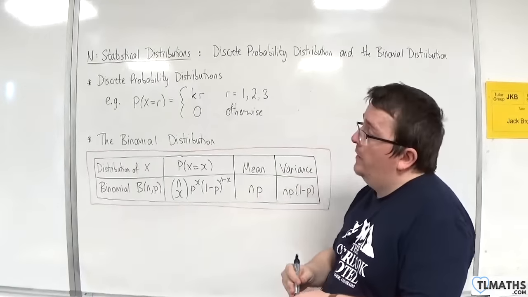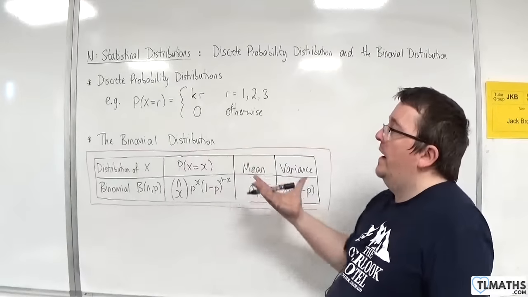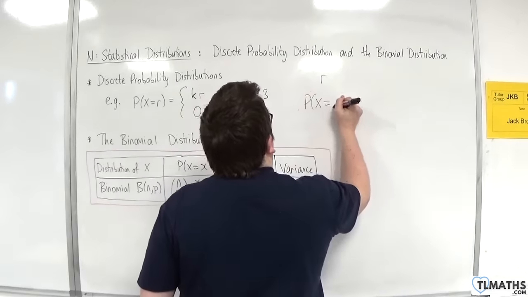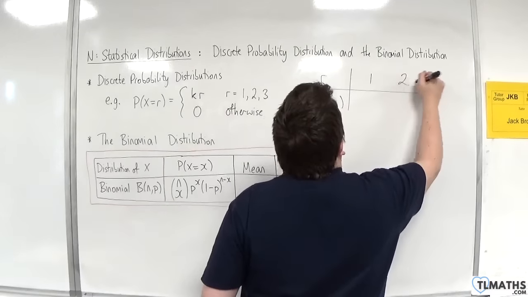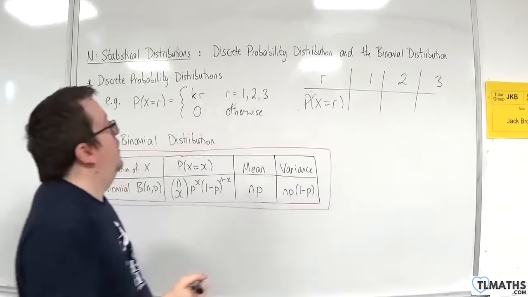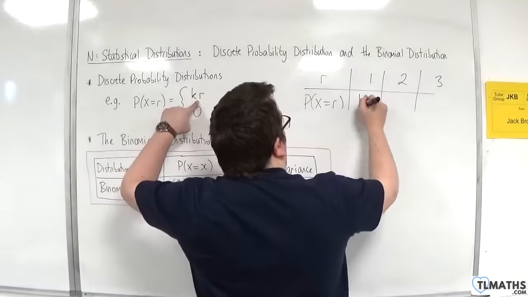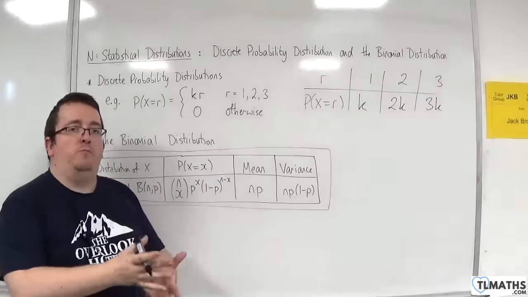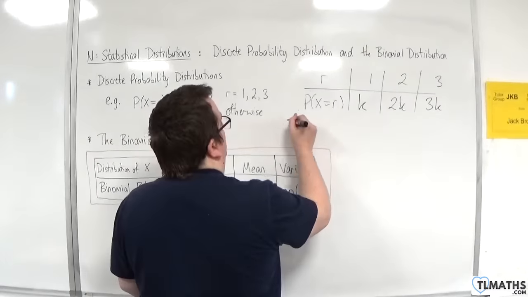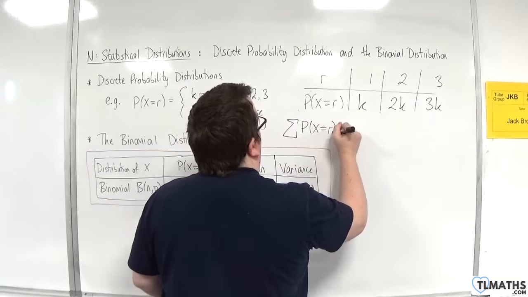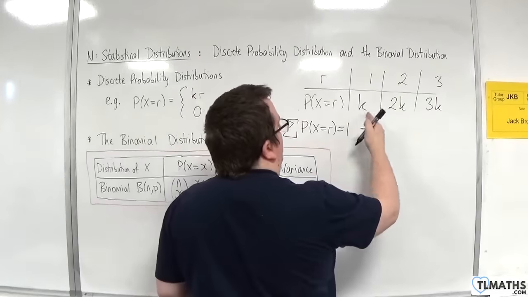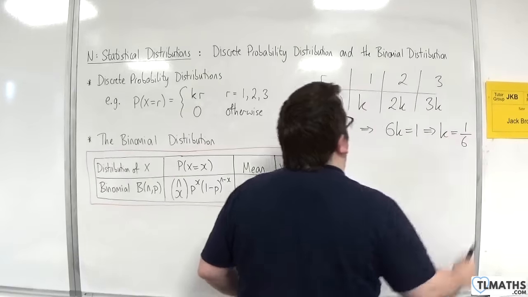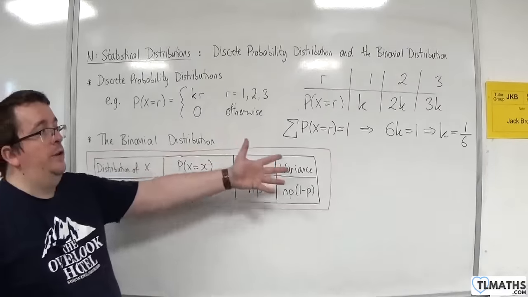Now, when you're working with a discrete probability distribution like this, if it's written like that, you might find that it's easier to write in a table. So we put our values of R and the probability of X being equal to R. R can take on 1, 2, and 3. So we've got K times 1 when R is 1, then K times 2, then K times 3. Now, we need to know that the probabilities always add up to 1. So the sum of all of the probabilities must be equal to 1. So in our case, we've got k plus 2k plus 3k, which is 6k, must be equal to 1. So that tells me that k has to be 1/6. So we might need to find a value of k using this method. Okay?